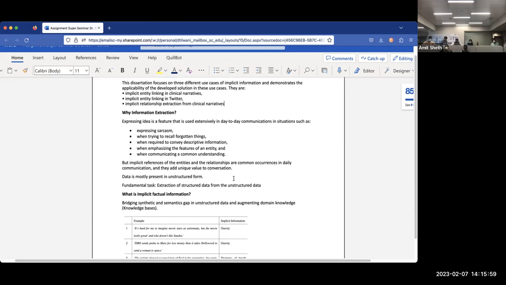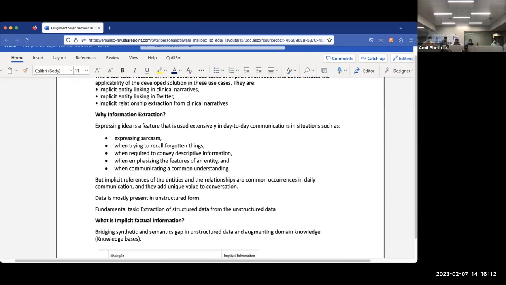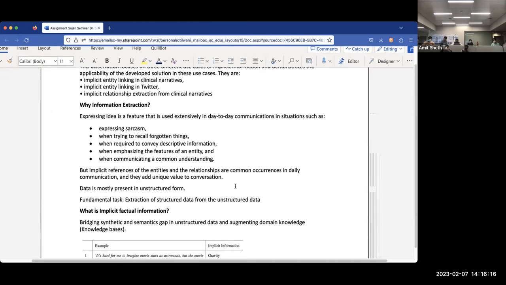So why do we need information extraction? Expressing ideas is our day-to-day communication, and people are often not able to express ideas. There is often a miscommunication in expressing ideas. From that miscommunication, if we want to get the implicit knowledge that is not in the direct context of the knowledge provided, we will not be able to get that knowledge if it is misinterpreted or miscommunicated. So his idea was to extract the implicit knowledge in these three domains and use that knowledge for classifying those texts and narratives to find out which kind of disorder it is.